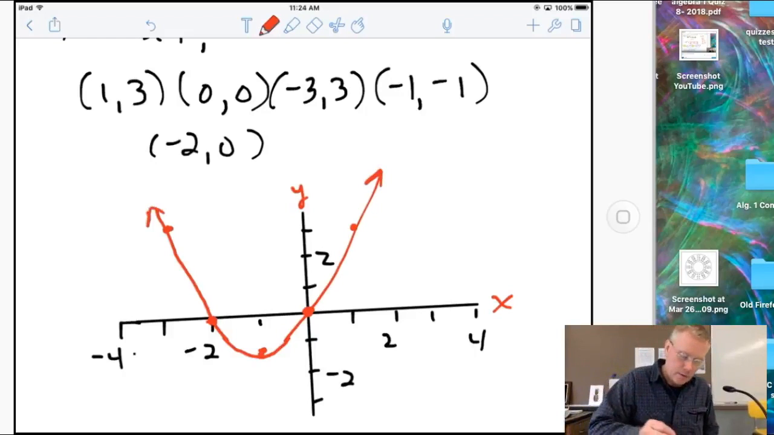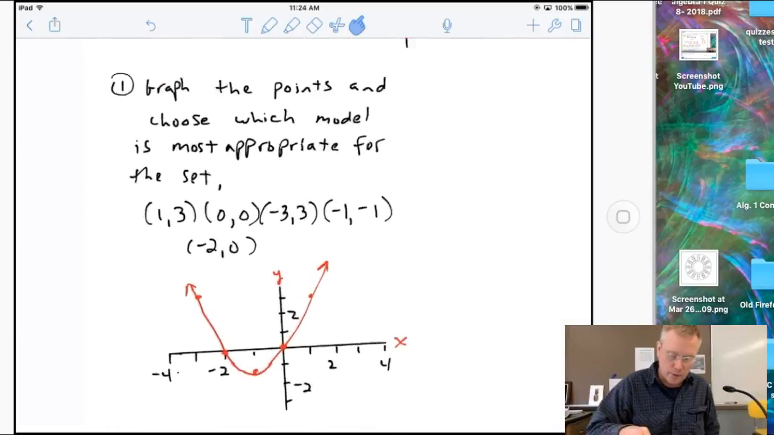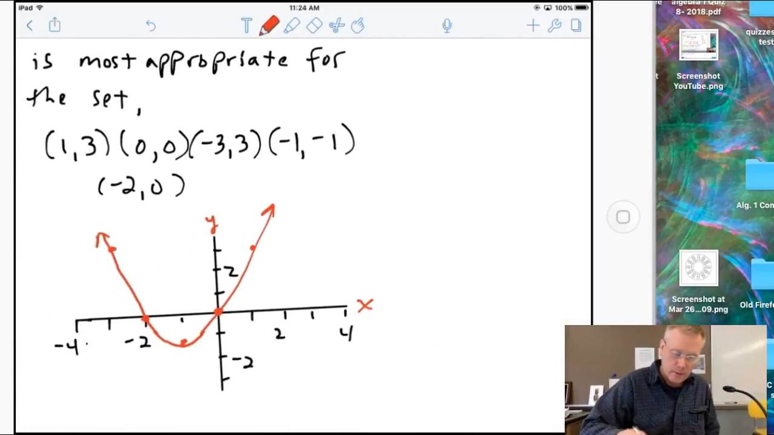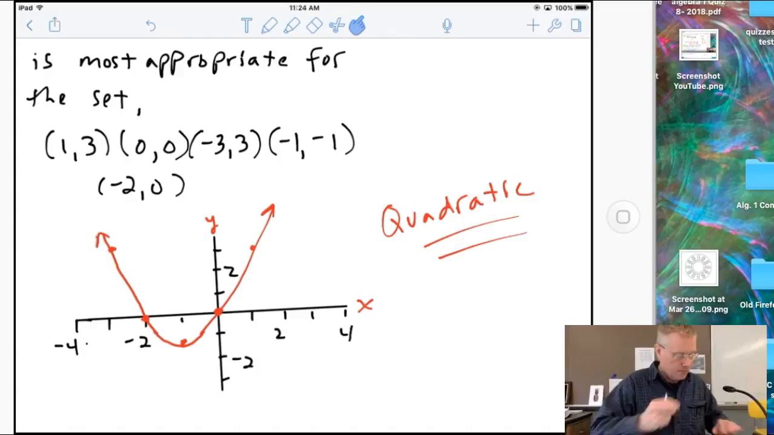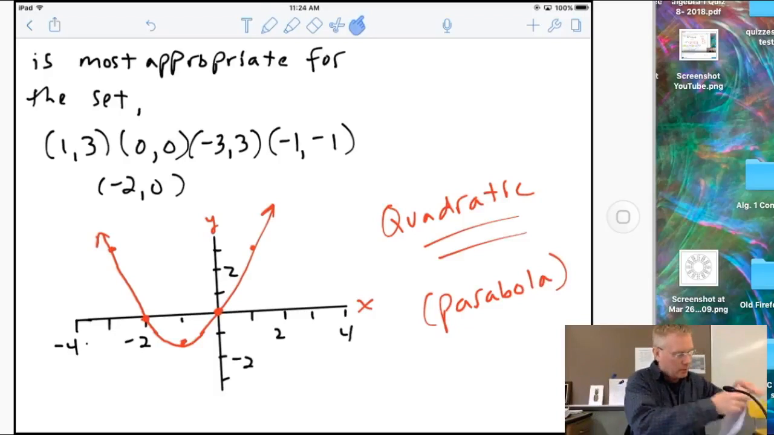So this looks like, and you can always scroll back and look up there, that looks like a parabola, which looks like quadratic. So that would be your answer: quadratic, which would also look like a parabola. Quadratic is the answer you're looking for. So that was the first one I wanted to cover with you guys.